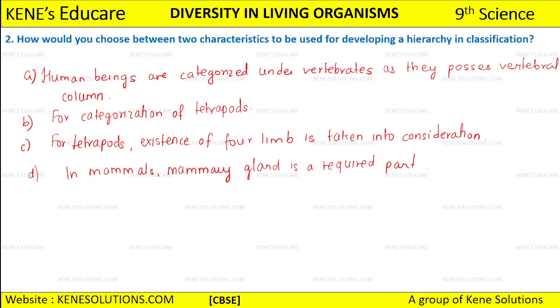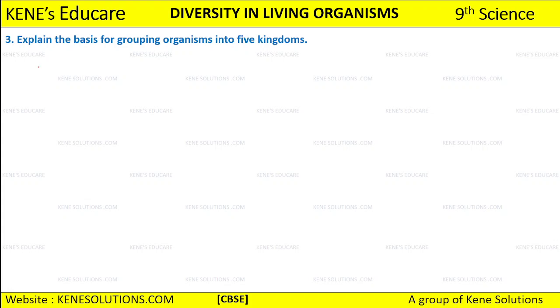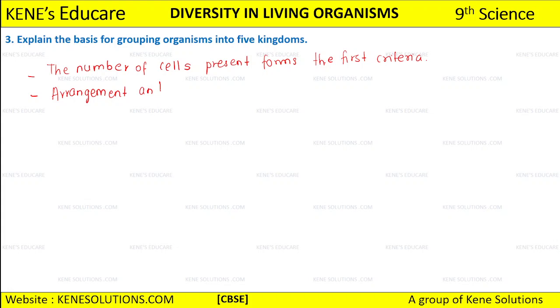Okay, after that, the third question that we are having here: we need to explain the basis for grouping the organisms into five kingdoms. Now, what do you think? We need to check the number of cells which are present. First of all, we are going to see the number of cells present. It forms the first criteria. Then, after this, next is the arrangement and number of layers present. Okay, so I'll write arrangement and number of layers present.